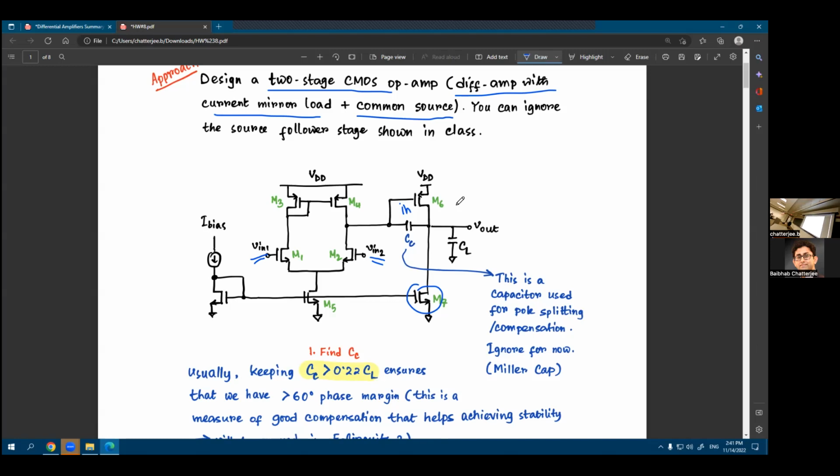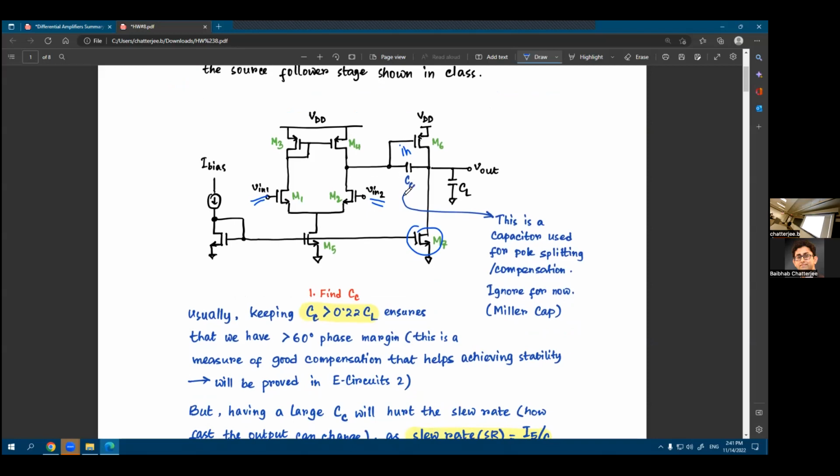But in this case, we'll not be asking you how to bias this. We'll just assume that you know how to do biasing. We'll just be asking about the AC characteristics, or we'll be designing it in terms of the AC specifications. Okay.